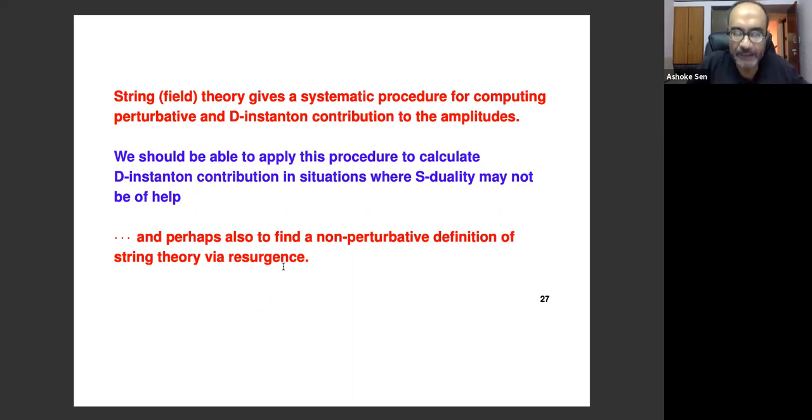Because the idea is that if we understand how to compute the full perturbation series around each topologically non-trivial instanton sector, then perhaps resurgence will allow us to complete the theory into a full non-perturbative description. Okay, so I think I'll stop here. I think my 35 minutes are up. So thank you.